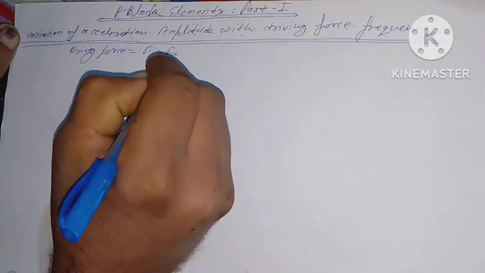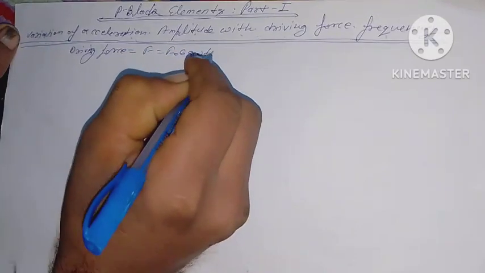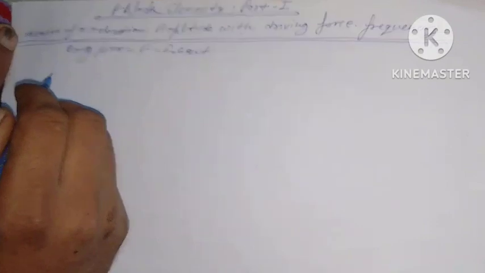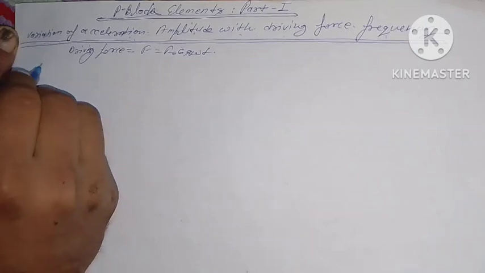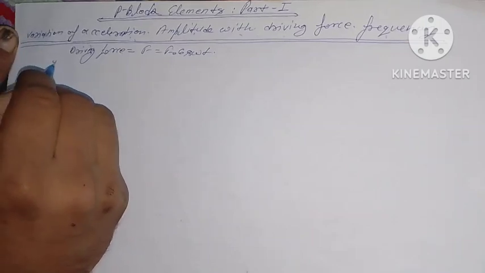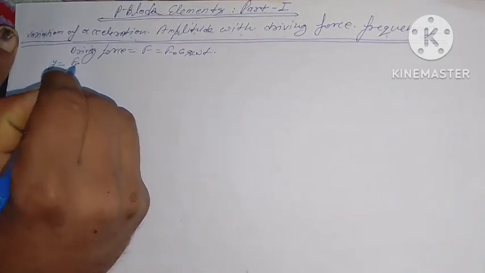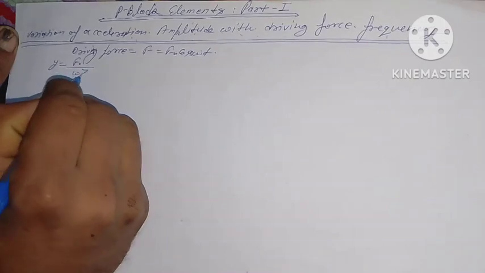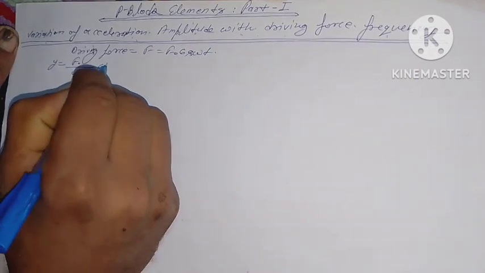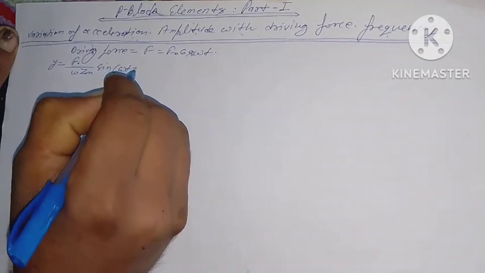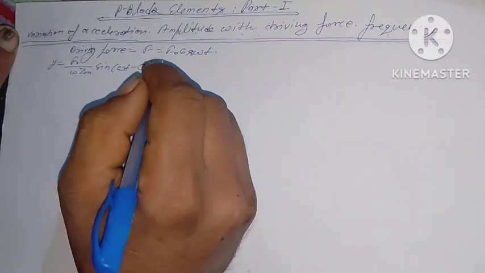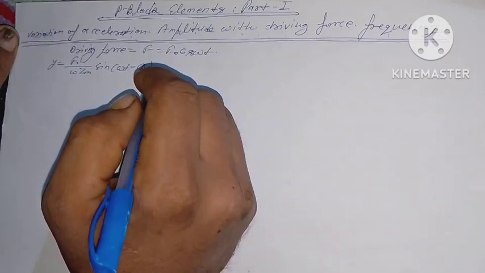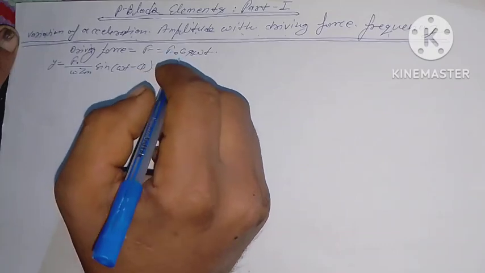F equal to F naught cos omega t. The displacement of the forced oscillation in the steady state is given by y equal to F naught upon omega Zm sin(omega t minus phi). This is the displacement of the forced oscillation in steady state.